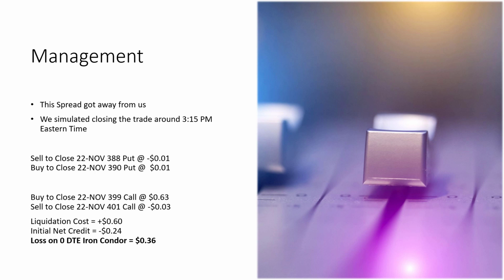We would have had to buy to close the 399 call for 63 cents at 3:15, and we only got about 3 cents for selling to close the November 22nd 401 call in the bear call spread. A total liquidation cost would have been 60 cents debit. We kept the initial 24-cent net credit, so we have a loss on our first 0 days to expiration Iron Condor of 36 cents.